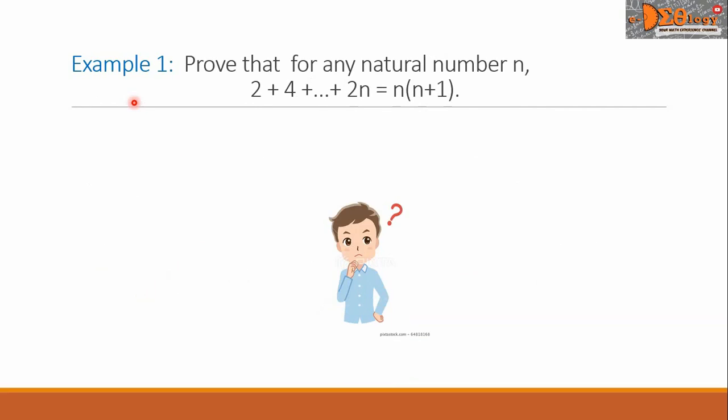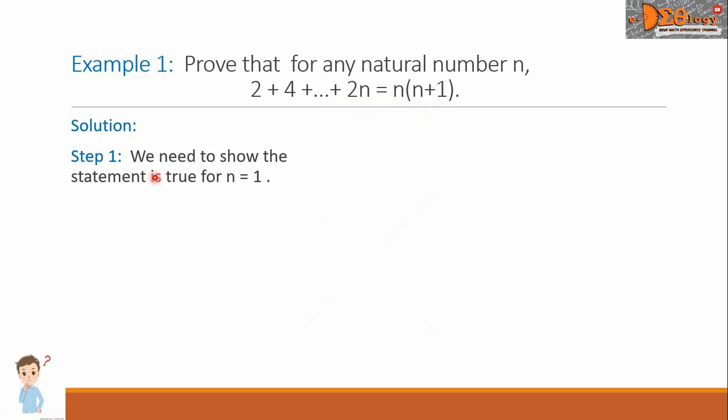Let us see example 1. Prove that for any natural number n, 2 plus 4 plus up to 2n equals n times the quantity n plus 1. Step 1, we need to show the statement is true for n equals 1.